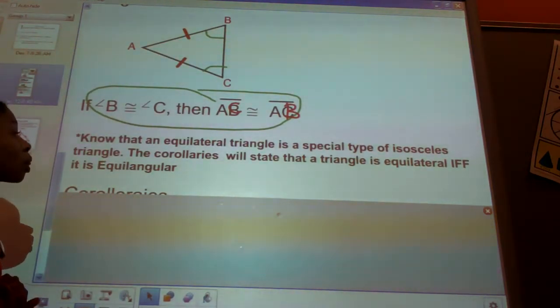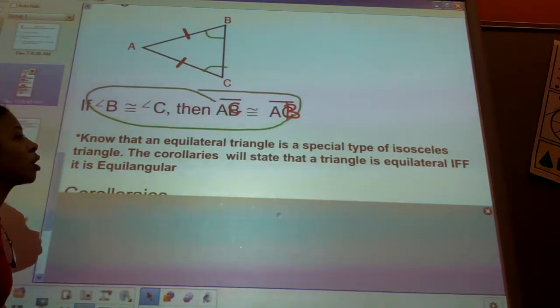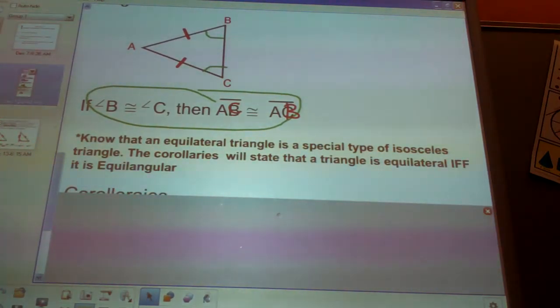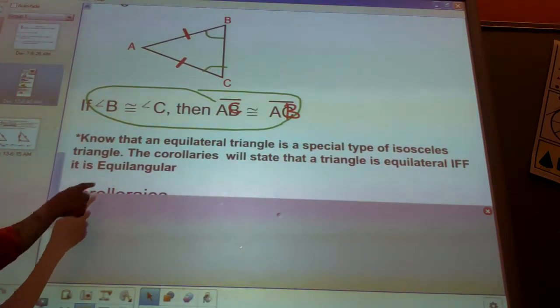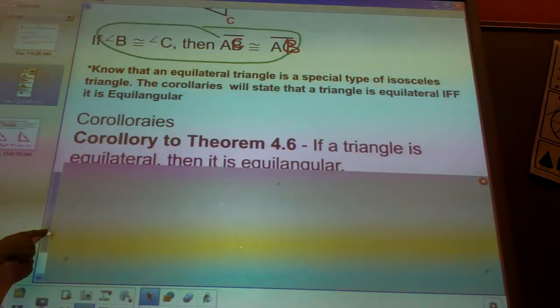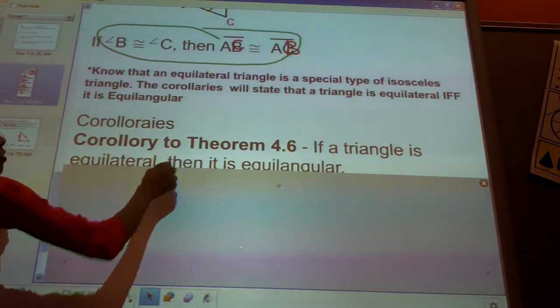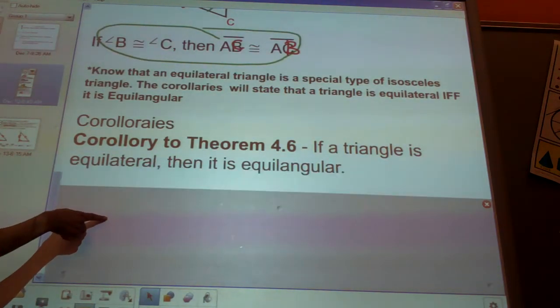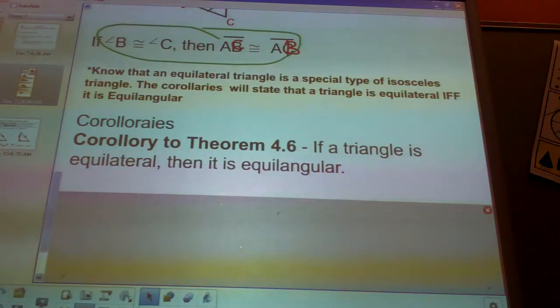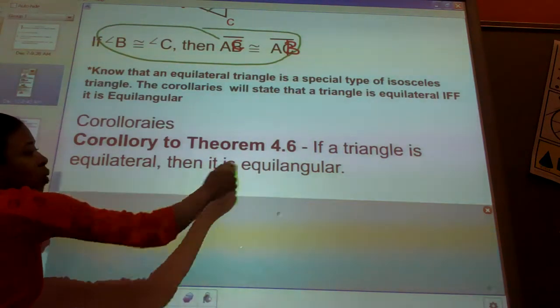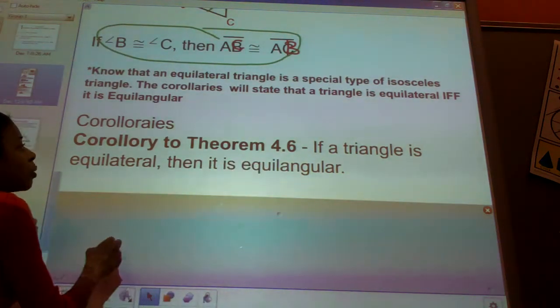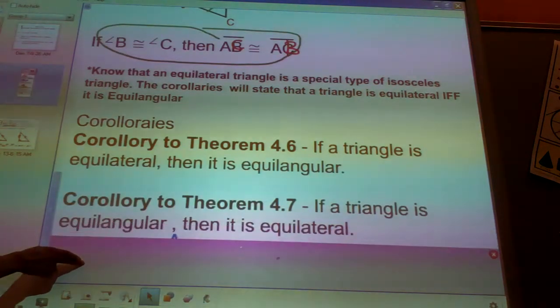The corollary, I love saying this word, states that a triangle is equilateral if and only if it is equiangular. The corollary for Theorem 4.6 is: if a triangle is equilateral, then it automatically means that it's equiangular. So if it's equilateral, it'll be equiangular.